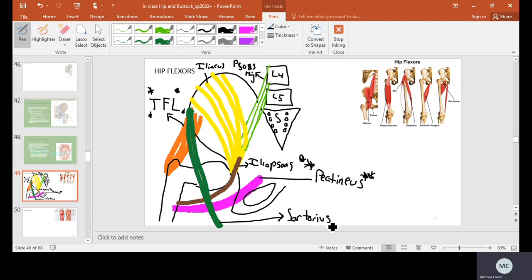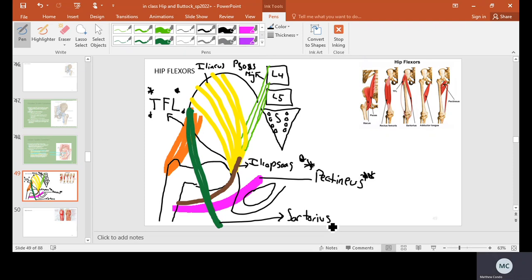This is why sartorius is called the tailor's muscle. That's actually what sartorius means, tailor's muscle, because a lot of the tailors used to sit, quote, cross-legged when they sew. I don't name the stuff, okay? So I personally call it the hacky sack muscle, because that's the muscle you're going to exercise when you play hacky sack.